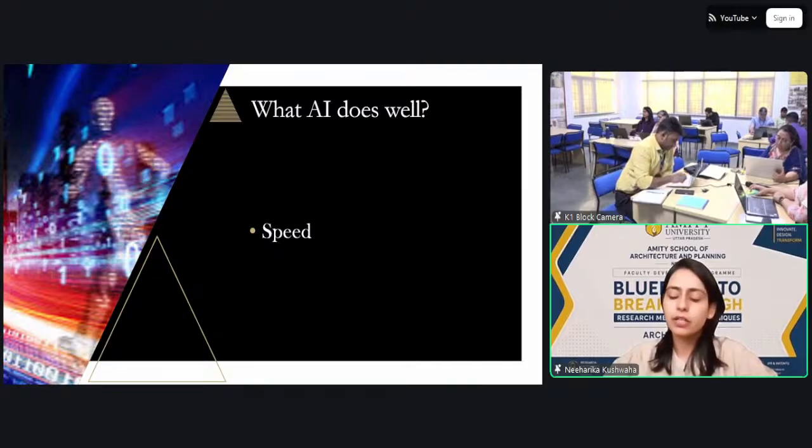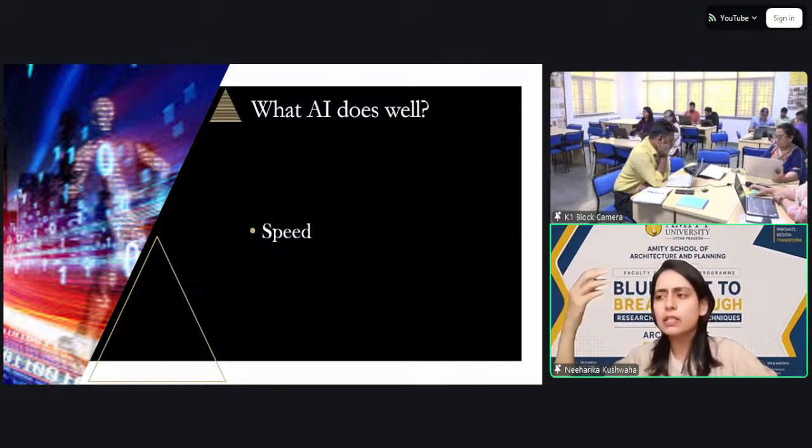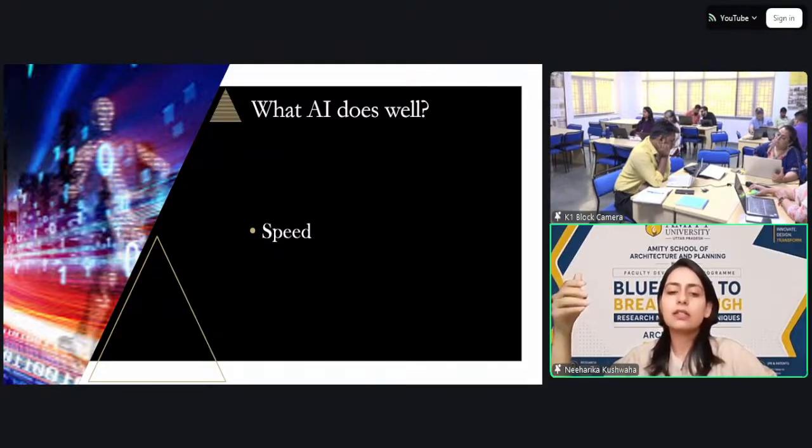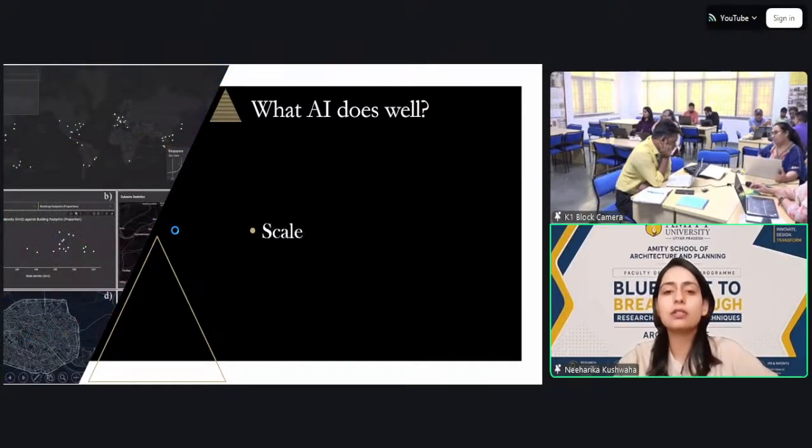For example, environmental simulations, orientation studies, thermal analysis, all these were tested over the course of months and years. But now, because of the heavy set of data that is available in and around, we can test these things rapidly across thousands of scenarios. So speed is definitely something that AI supports in architectural research.